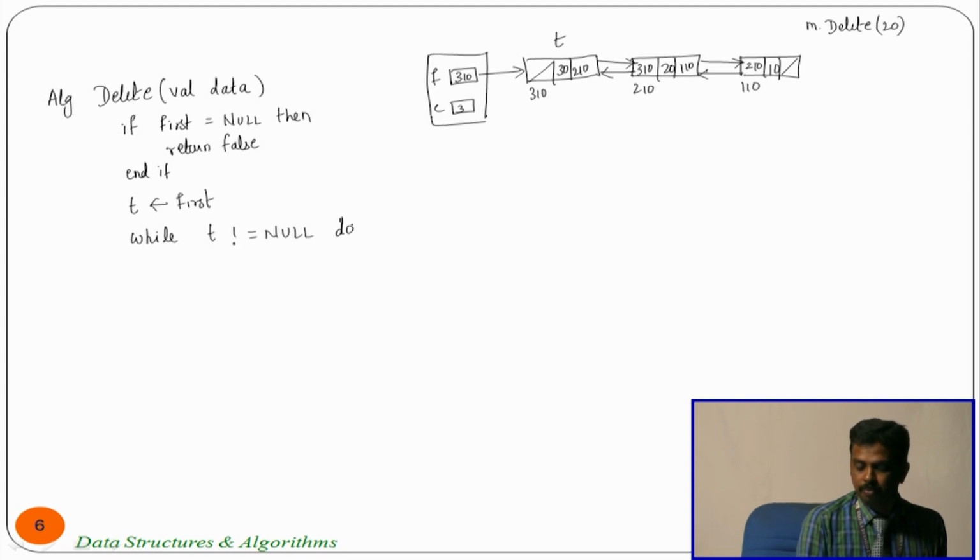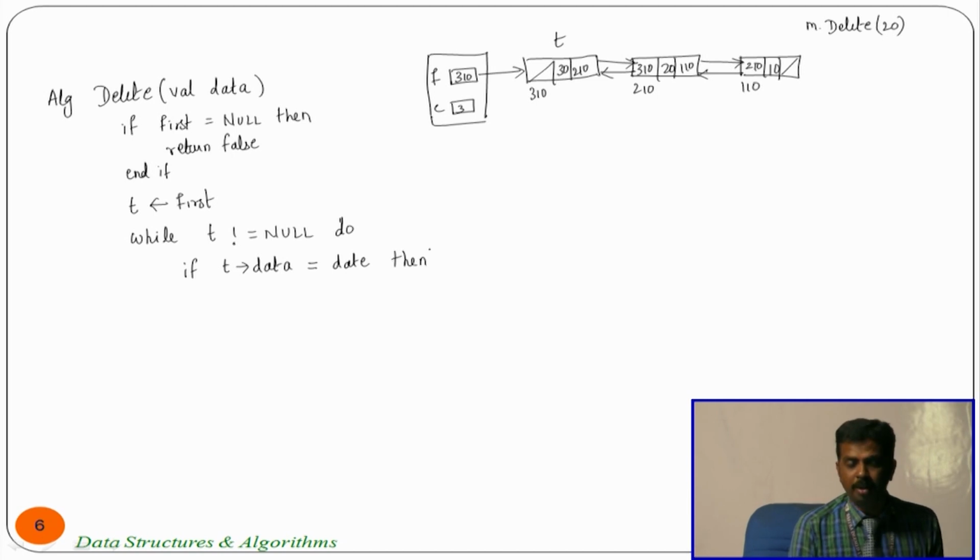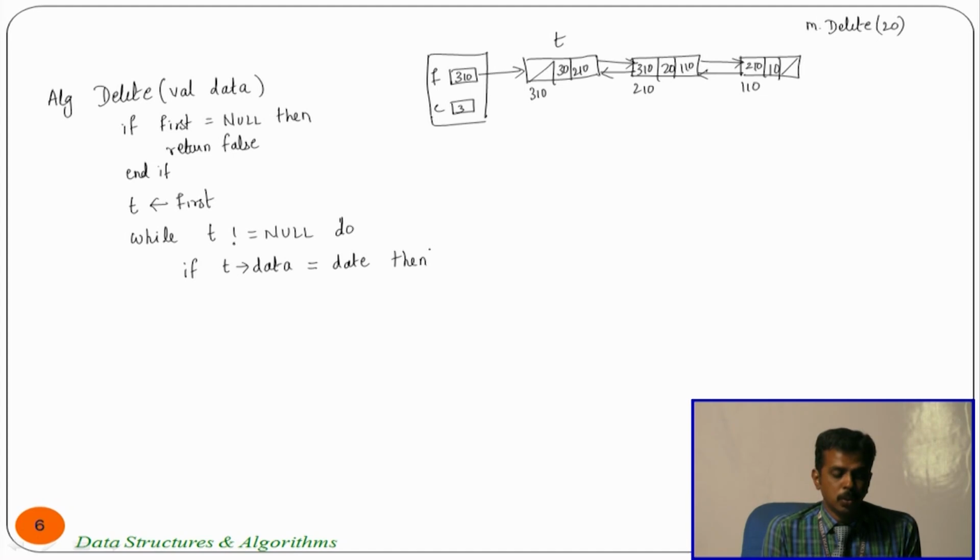Do the following. Here at the end of the loop, I have to take the action in between. If the data is found, what? If the t of data matches with our input data, it means that I have to write the code for deleting that element. So, if the t of data matches with our input data, we need to write the code for deleting the element.